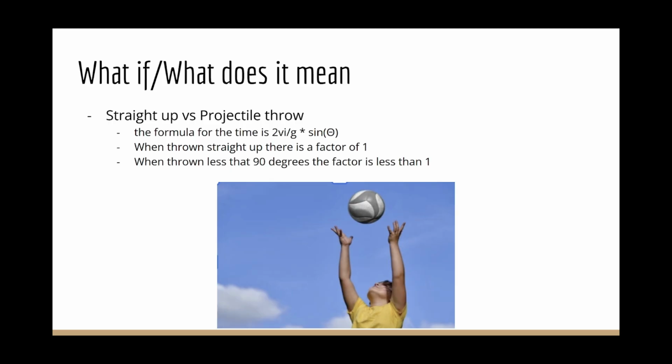And then straight up versus projectile throw with respect to time. The formula for time is 2 v_i over g times sine theta, no matter where you're at. When the ball is thrown straight up, the sine factor is 1, because the sine of 90 degrees is 1. But for any angle less than 90, the factor is going to get lower. Therefore, the time is going to be lower.